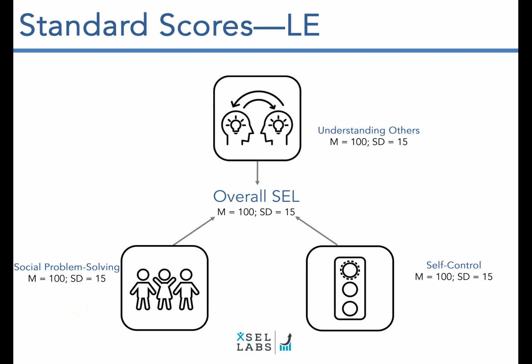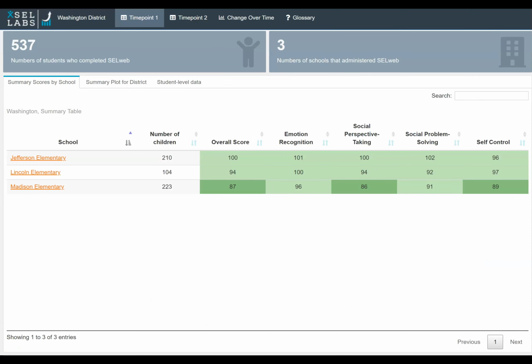When you're done assessing students, notify the Excel Labs team and we'll create your reports. Within 2 weeks, we'll transmit to you an interactive report that includes score summaries at the district, school, grade level within school, classroom, and student levels.